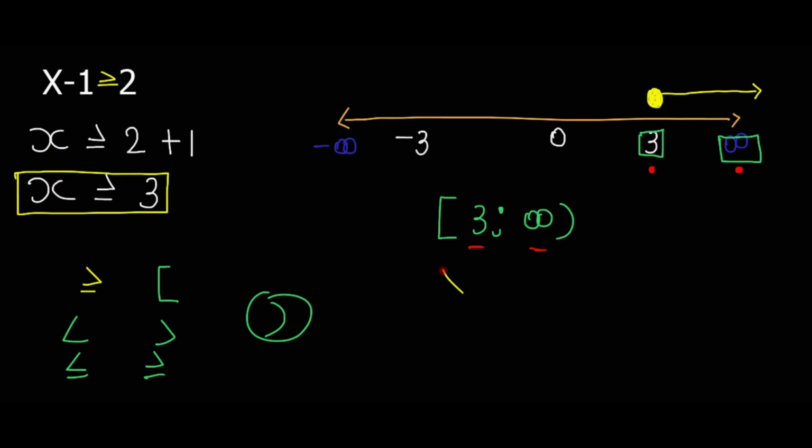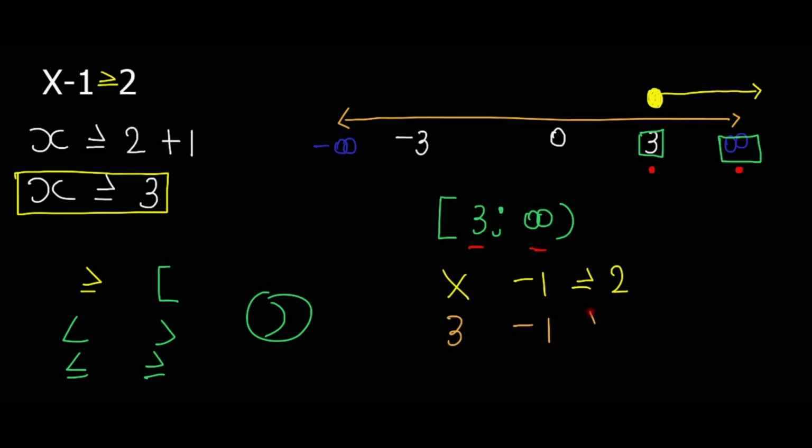Actually this means finally x minus 1 greater than or equal to 2, substitute x is greater than or equal. This means 3, because it is greater than or equal.